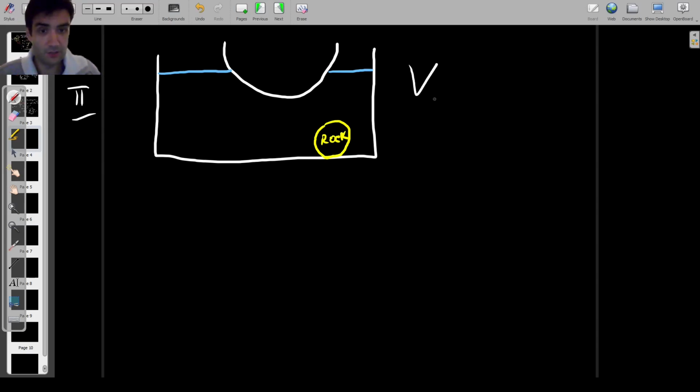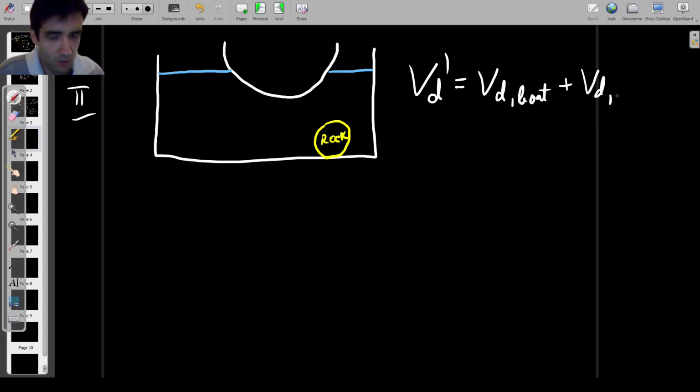Okay. Right. So now we've got a different situation. Let's call the displaced volume, let's put a prime just to distinguish it from the previous one. So now the displaced volume of water in the swimming pool is actually caused by two things. It's caused by the boat, and it's also caused by the rock itself. Okay, because now the rock and the boat are in two separate places, so we have to treat those in a slightly different way.